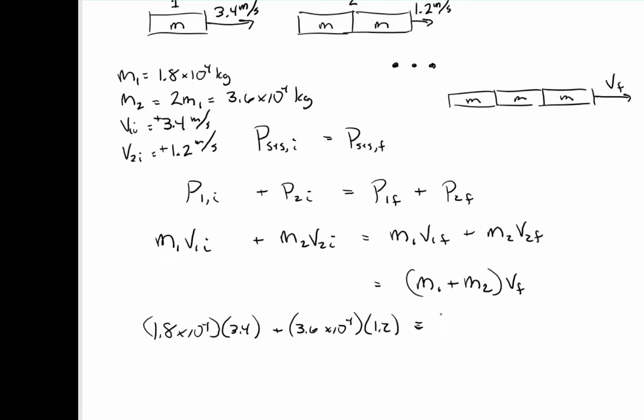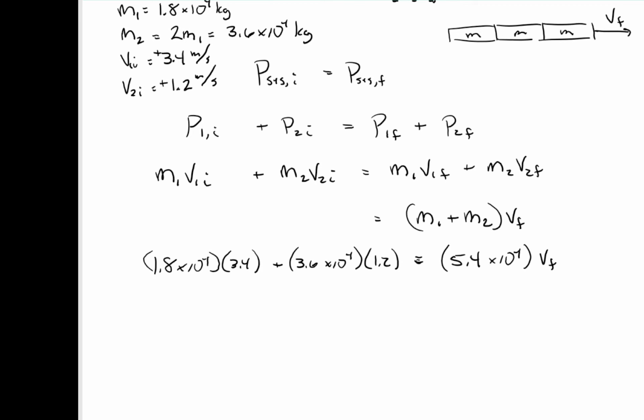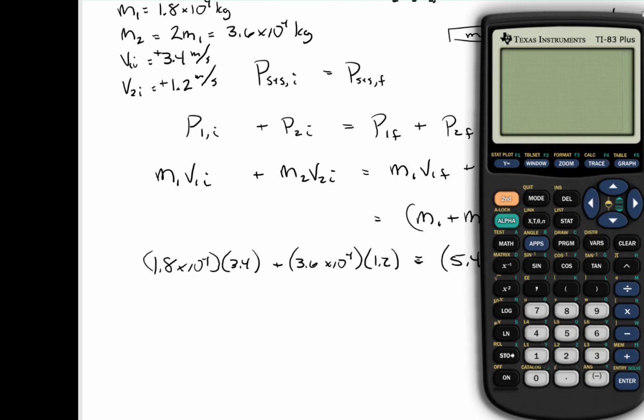And so on the right side, if we add 1.8 and 3.6, I get 5.4 times 10 to the 4 kilograms, moving at some final velocity. So I just did a little bit of math. I plugged in. Hopefully you can follow along with what we got here. Let's pull out the calculator, find out what that total momentum is.